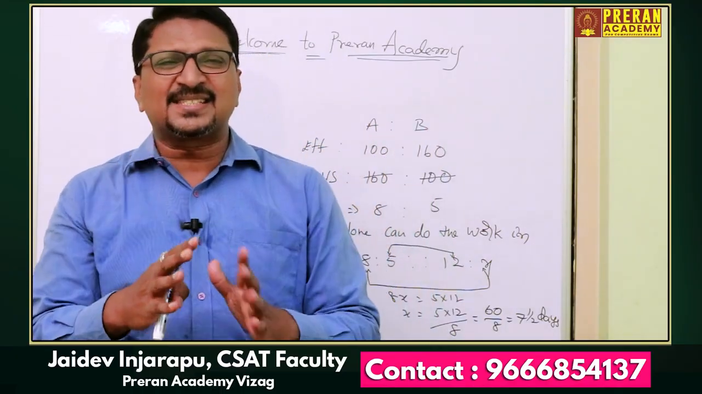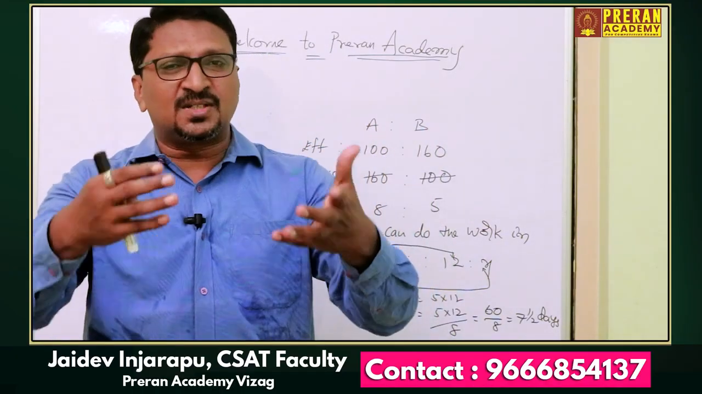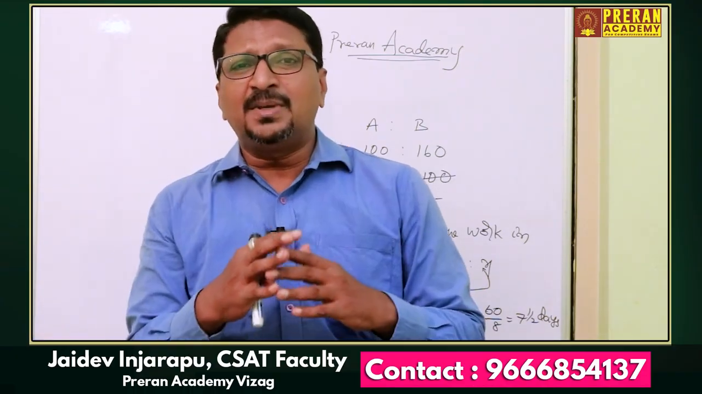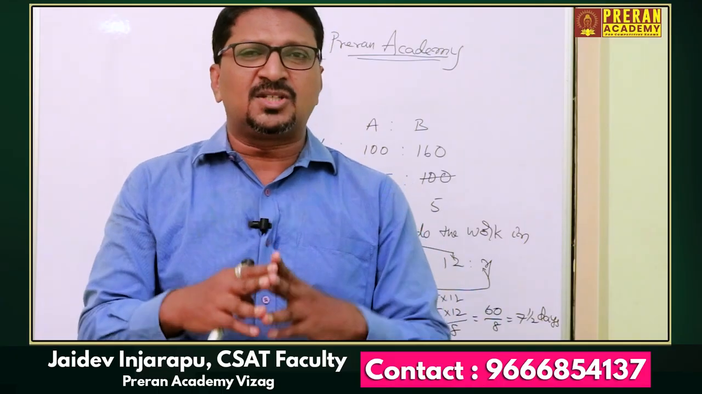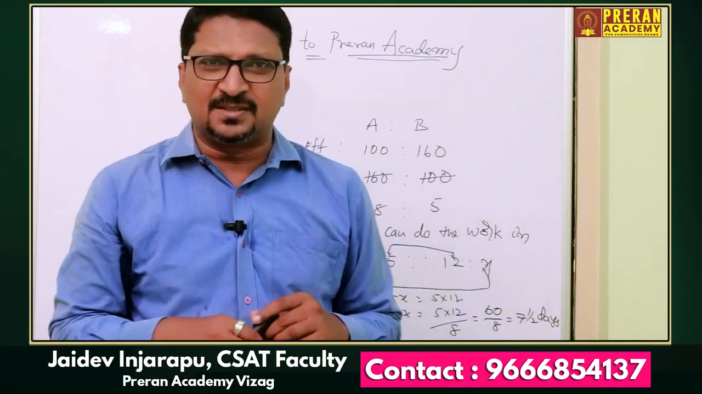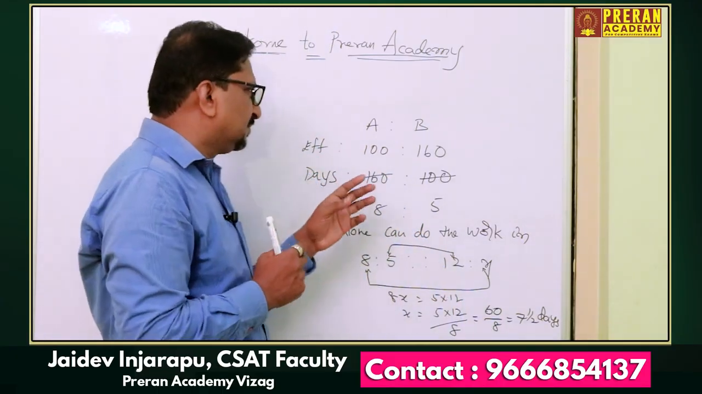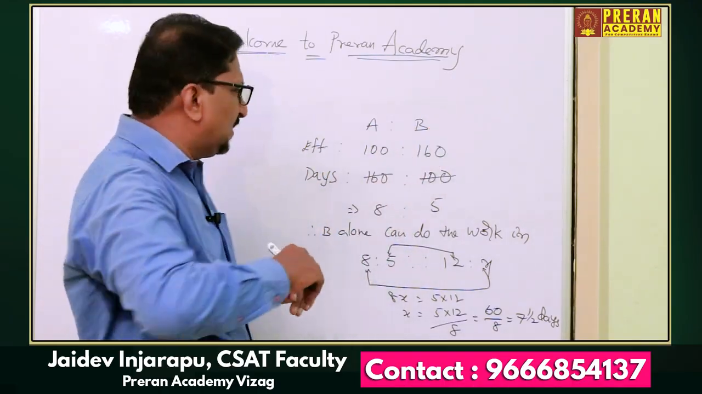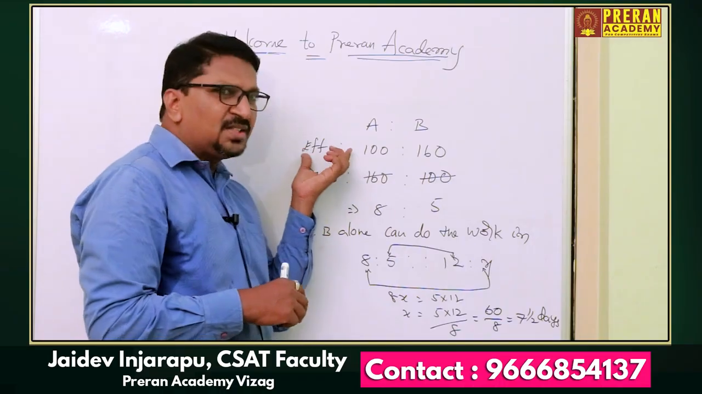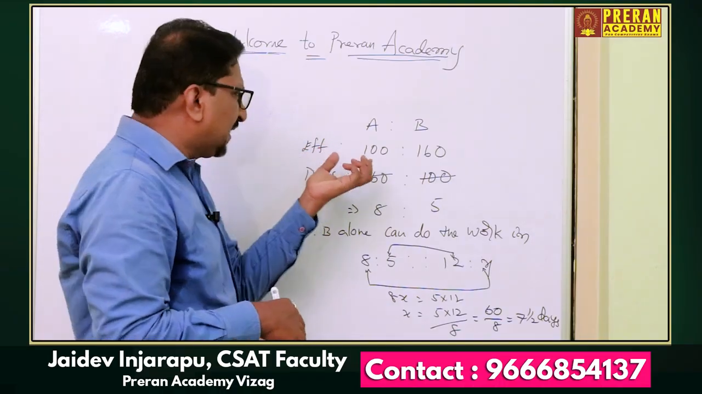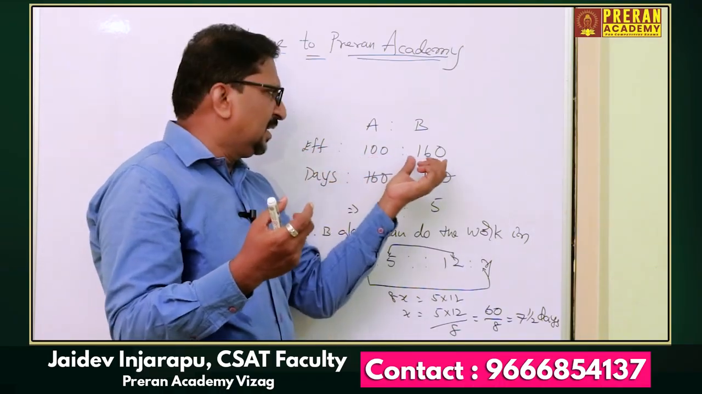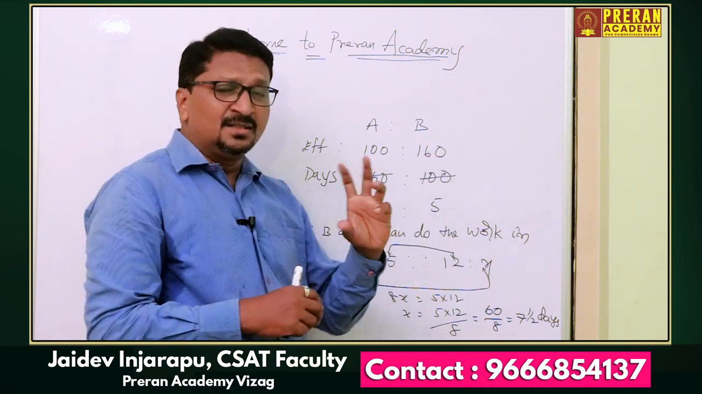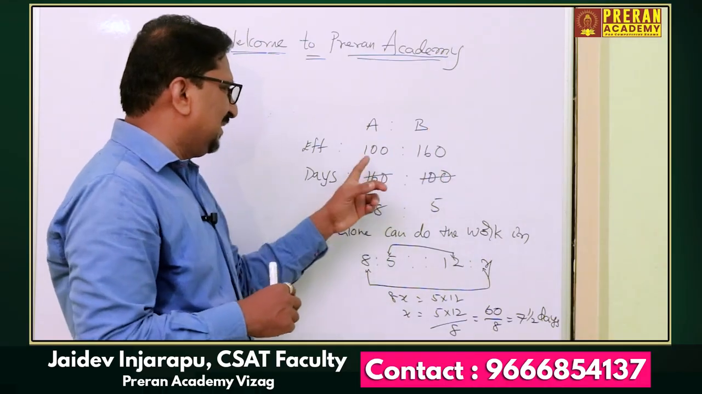If B is 60% more efficient than A, then in how many days can B finish the same work? This is the question. Now, see here. I've taken A and B. According to the given data, if A's efficiency is 100, then B's efficiency is 160. That means B is more efficient than A.